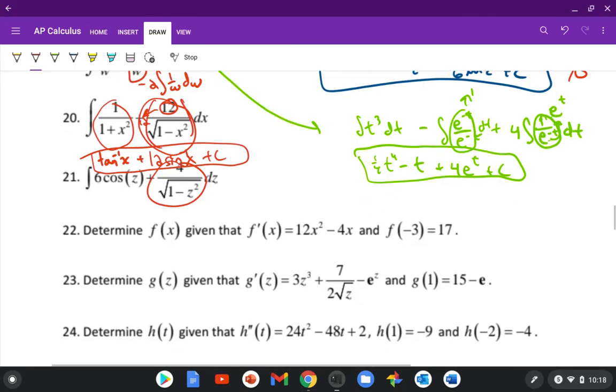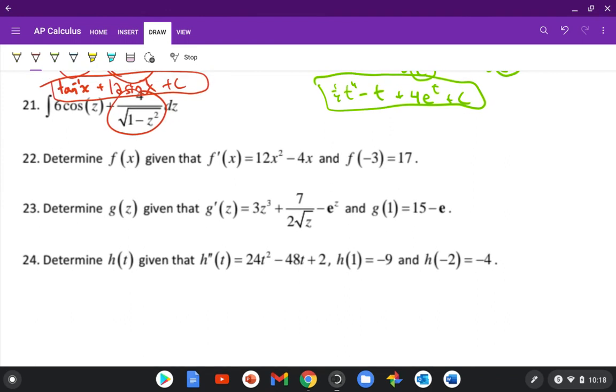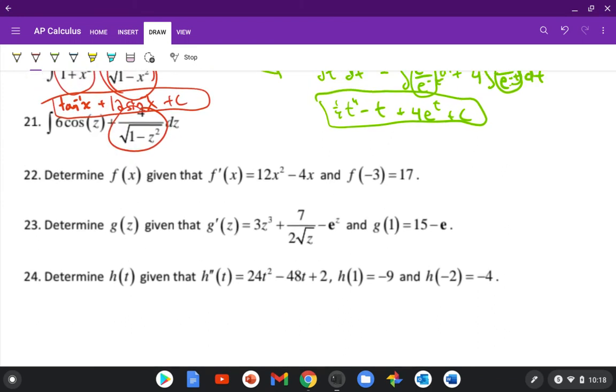All right. The last couple problems here, these are actually problems like you did on Delta Math with the initial conditions. So it gives you a derivative, and then it tells you to determine the original function, and it gives you an initial condition here.